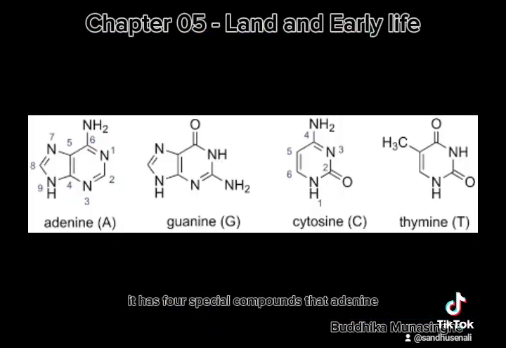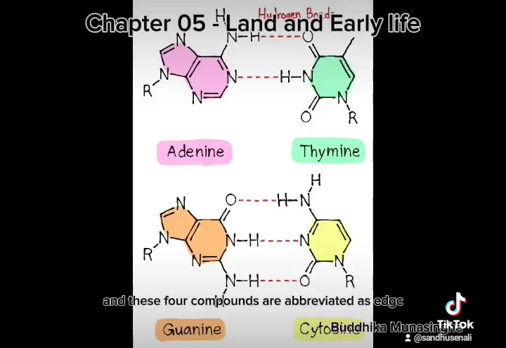In addition, there were four special compounds: adenine, thymine, guanine and cytosine. Carbon, hydrogen, oxygen and nitrogen are combined in these four compounds, abbreviated as ATGC. AT joined and became a couple, and GC joined and became another couple. AT and GC were connected to each other due to hydrogen bonds.